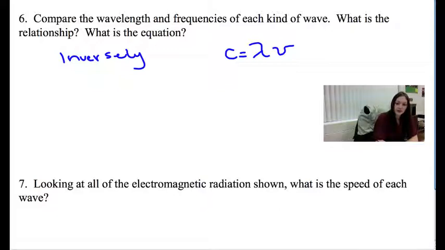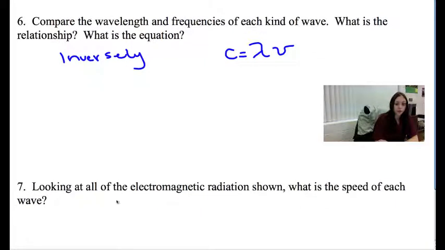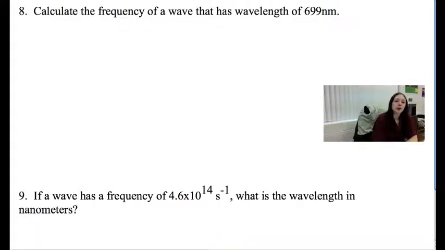And then number 7 says, looking at the electromagnetic spectrum above, what is the speed of each wave? Remember I mentioned that. The speed of each wave is all the same. 3 times 10 to the 8th meters per second. So I'm going to calculate the frequency of a wave that has a wavelength of 699 nanometers. And this is one of those units that we haven't used a lot yet, but we will this chapter. And so we've got to remember what a nanometer means.